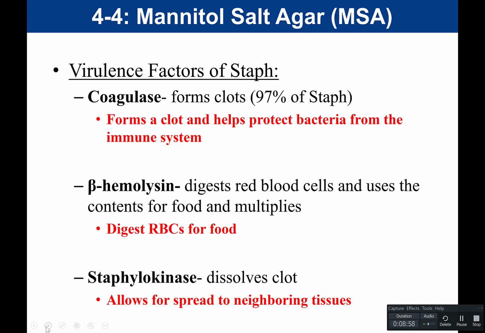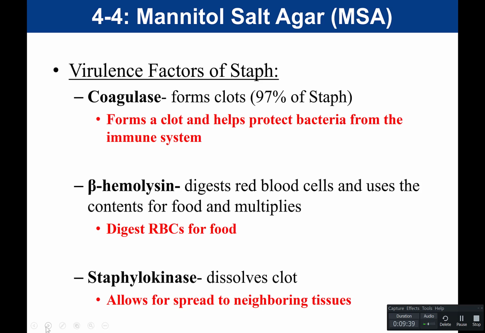So you want to understand the different virulence factors that staph has. And virulence again means disease causing. There are 3 main ones that we have talked about. Coagulase is going to help the bacteria form a blood clot. For Staph aureus, about 97% would test positive for coagulase. The advantage of coagulase for the bacteria is that it forms a blood clot around the bacteria and helps shelter it and protect it from the immune system.